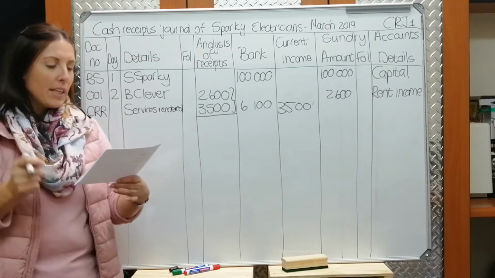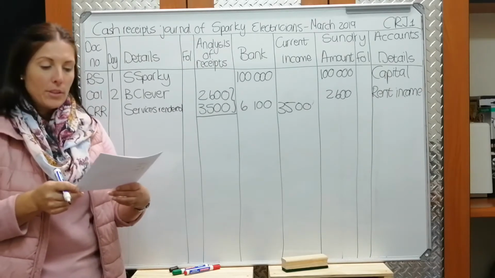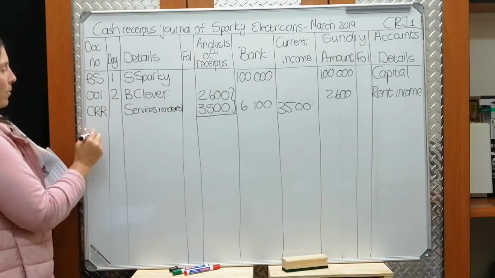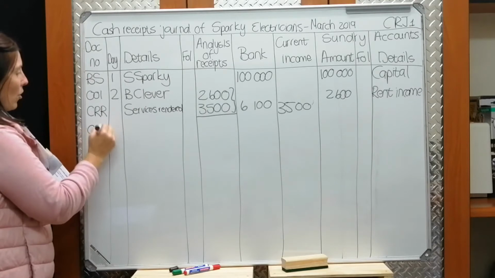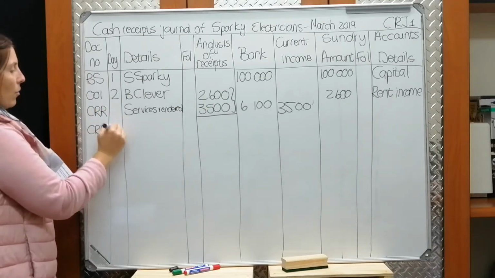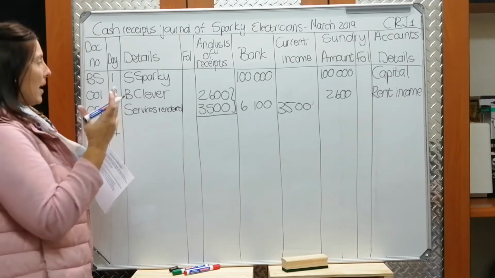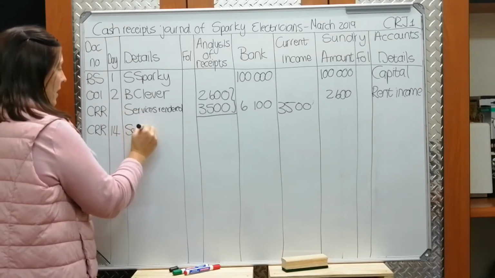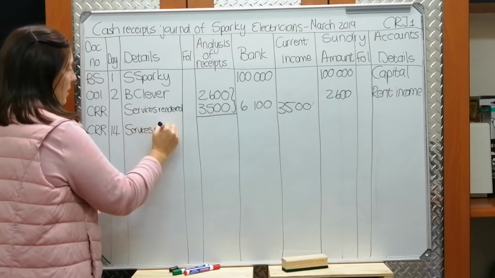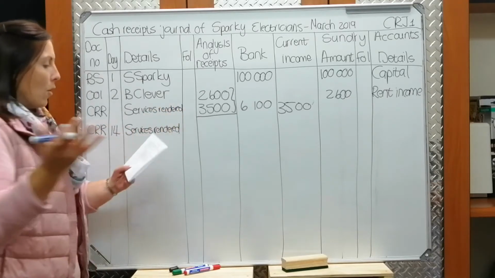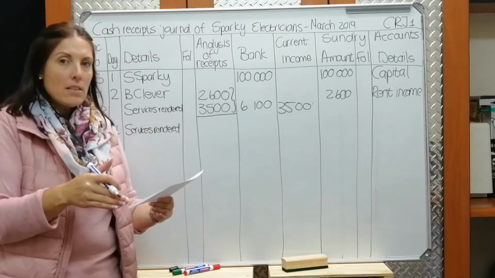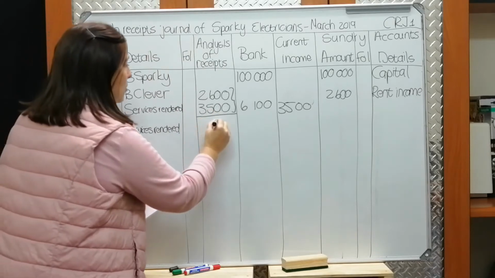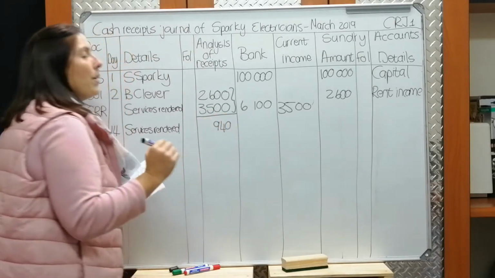The 14th, cash received for services rendered 940 Rand according to the cash register roll. So we're back over here. The document number is again CRR. The date is the 14th. Why did we receive this money, or from whom? They didn't give us a name, but we received it because we rendered services. Services rendered. Good. We definitely received this money in the till because it's cash register roll, and that is 940 Rand. So we're going to write it in analysis of receipt.